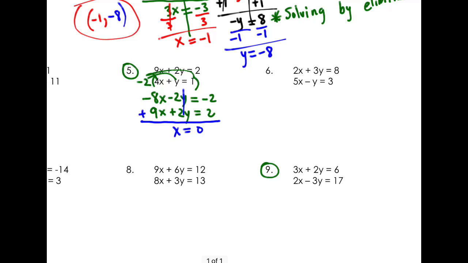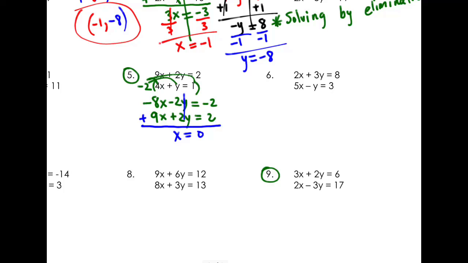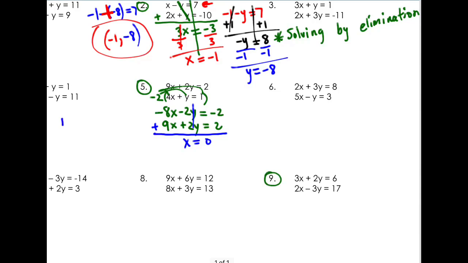So now that we have x is equal to 0, we can go ahead and plug that into one of our equations. And I'm going to plug it into this one here to solve for y. So let's do it out here to the left. You have 4 multiplied by 0 plus y is equal to 1. And 4 times 0 is 0, plus y equals 1. So y is equal to 1.